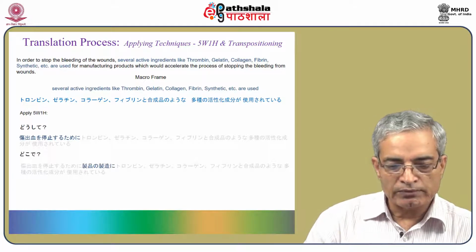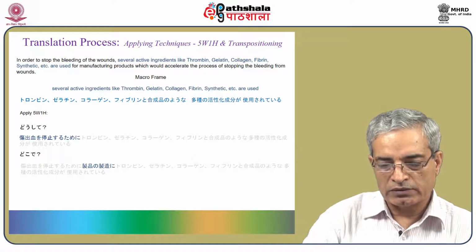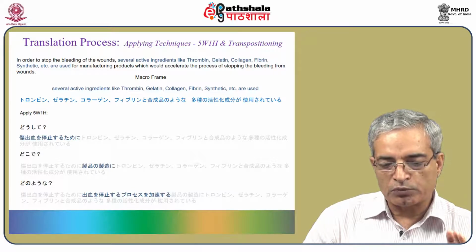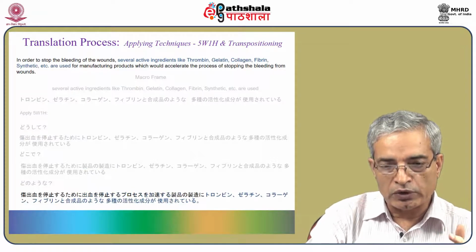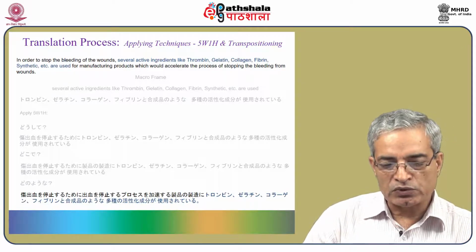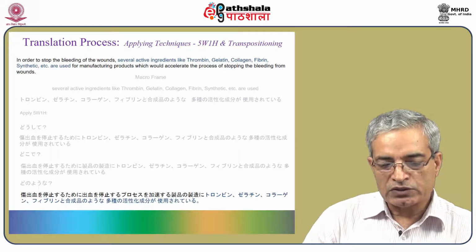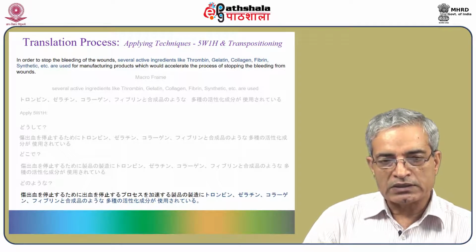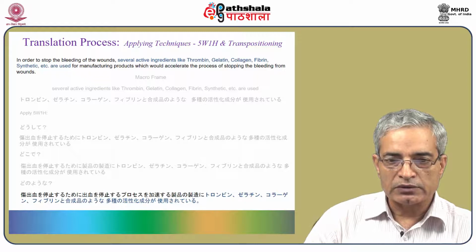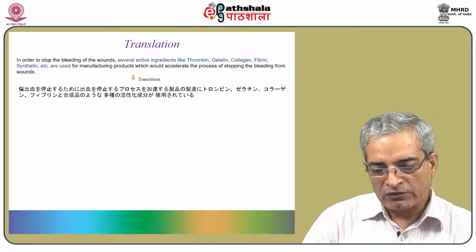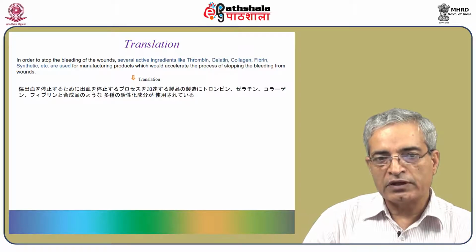Next question is doko de, seihin no seizo ni. And next question is dono yona. It's shukketsu o teishi suru process o kasaku suru yona, which is not said here. And the final one is kizu shukketsu o teishi suru tame ni shukketsu o teishi suru process o kasaku suru seihin no seizo ni ABCD no yona tashu no kase ka seibun ga shio sareteru. Does it make some sense? Quite complicated it looked in the beginning, but what has come out here does make a very smooth sense.